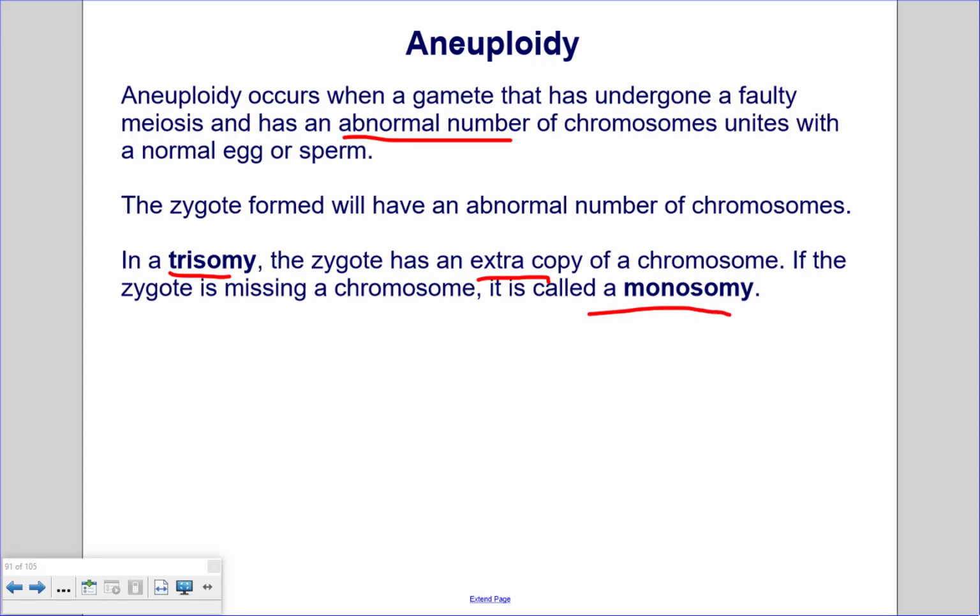So trisomy means there are 3 chromosomes now instead of just 2 because it has an extra copy, and a monosomy means there is just 1 chromosome because out of the 2 it is missing 1.